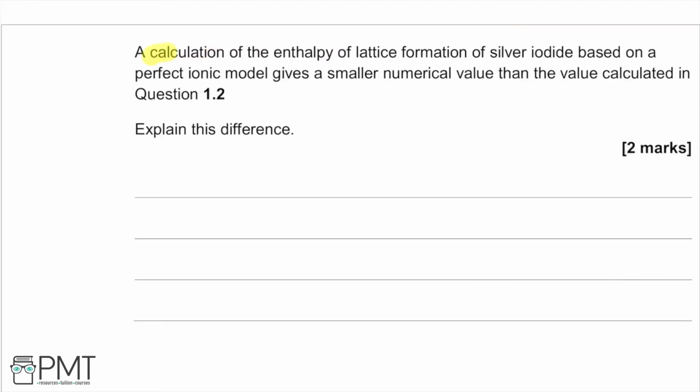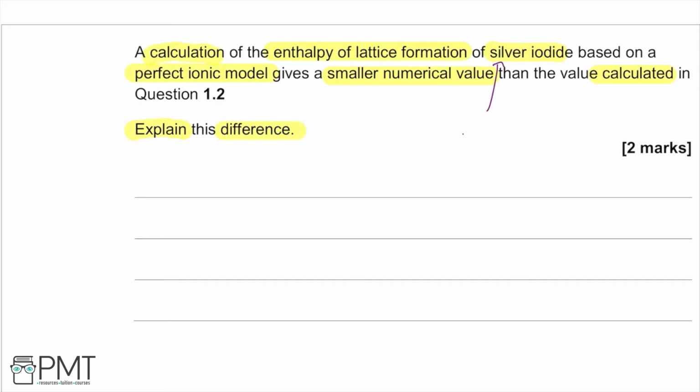For this question, we are told that a calculation of the enthalpy of lattice formation of silver iodide based on a perfect ionic model gives a smaller numerical value than the value calculated in part 2. And we are told to explain this difference.